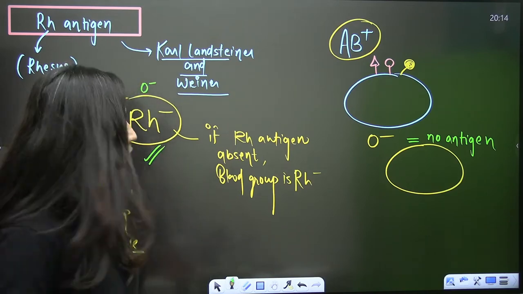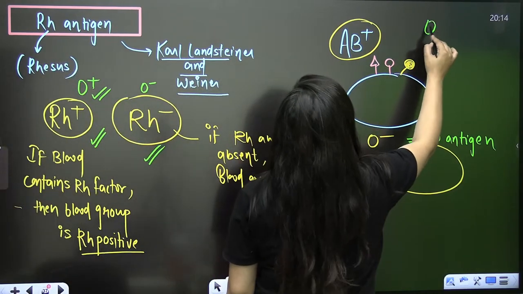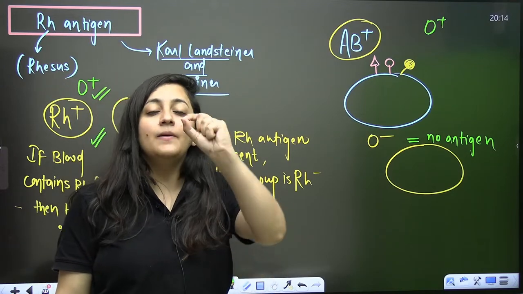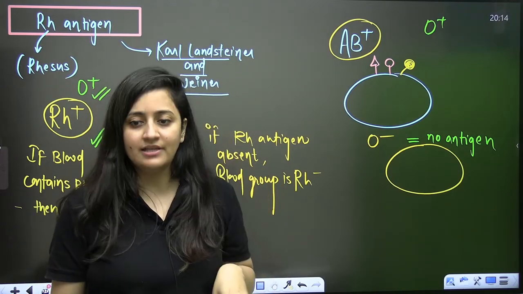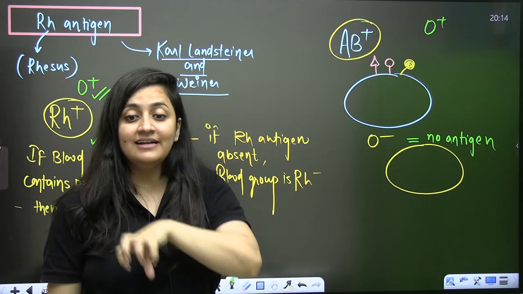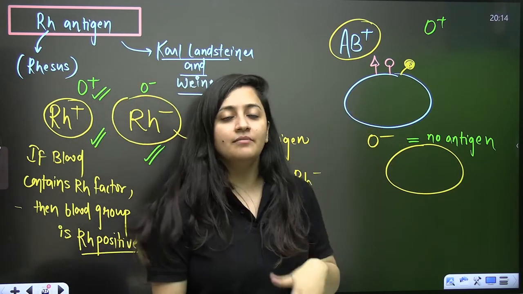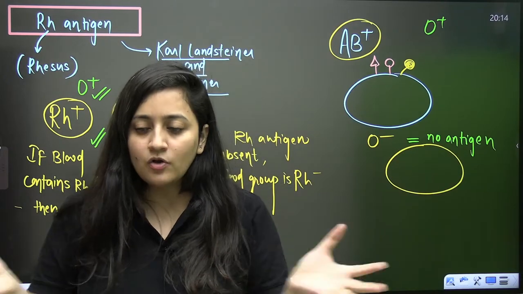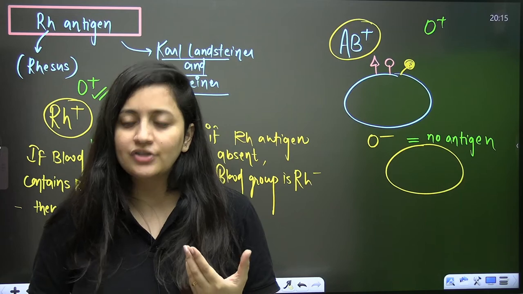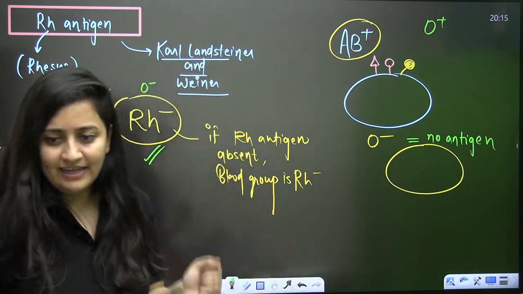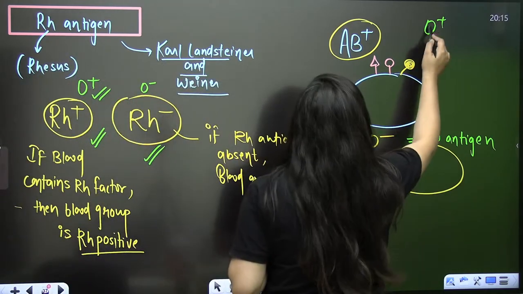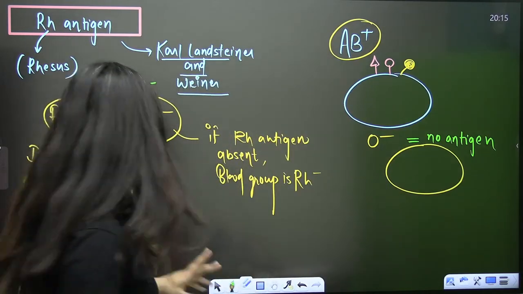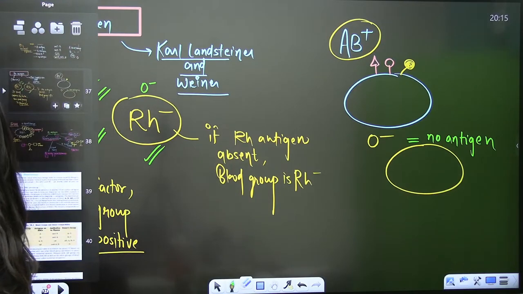Bache, see, if it is O positive, still the plus antigen, the rhesus antigen, is there. So let's say might be that person is having the blood group O negative, then what will you do? It can cause the agglutination, it can cause the clumping. So in that case, what is safe? To give the O negative blood group. O negative means no antigen at all. So this is about the rhesus blood group.